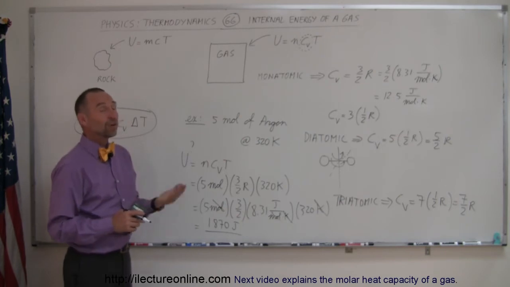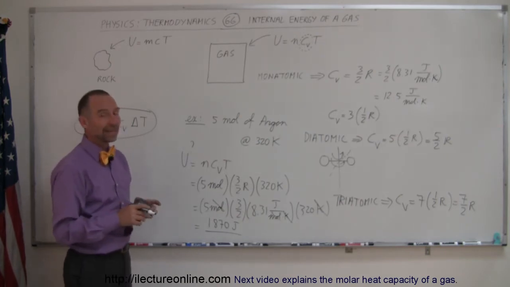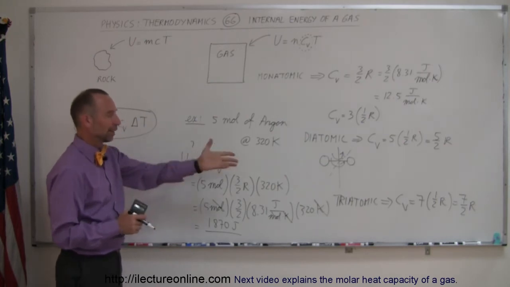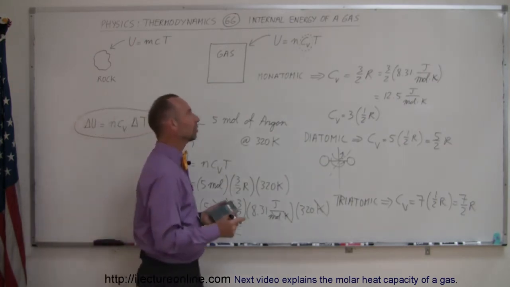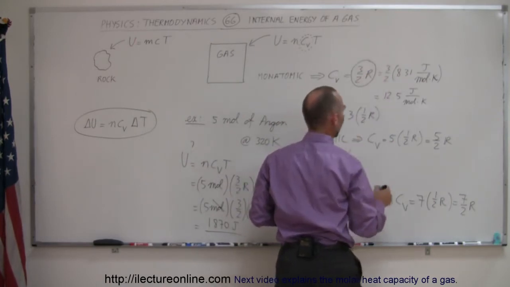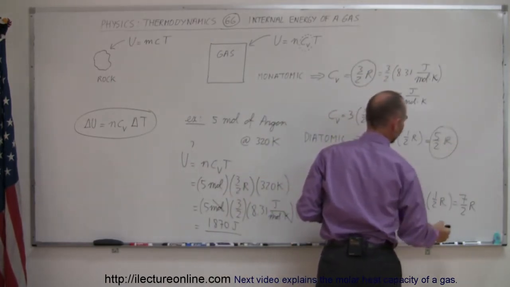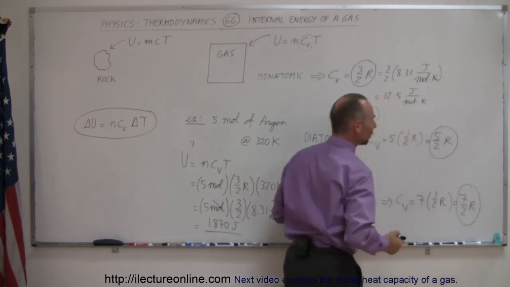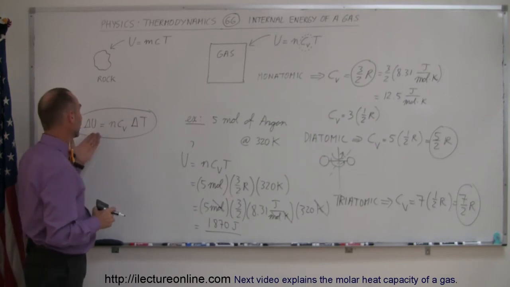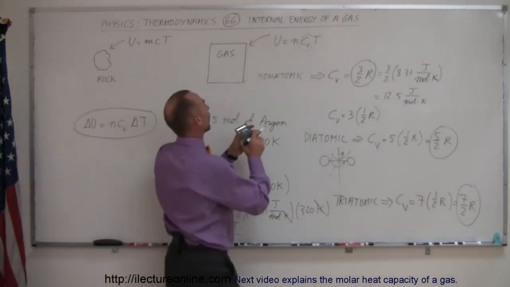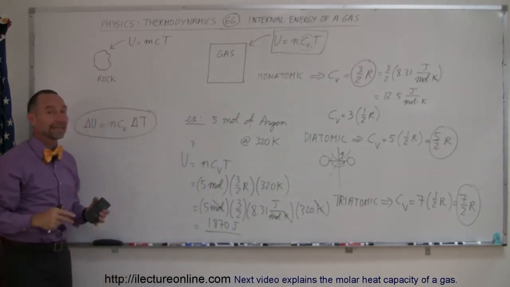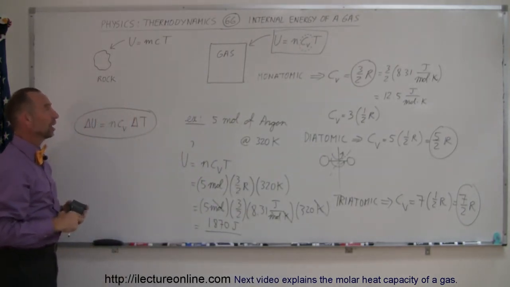For molecules that have more than 3 atoms, things get a lot more complicated, and we probably want to go look up the actual values of the particular molecule rather than using the approximation. But it's good enough to say that for monatomic, C sub V is 3/2 R, for diatomic it's 5/2 R, and for triatomic it's 7/2 R. So that's how you can then calculate the internal energy of a gas using this equation right here if you want to know the total energy, and this equation right here if you want to calculate the change in the internal energy of a gas.